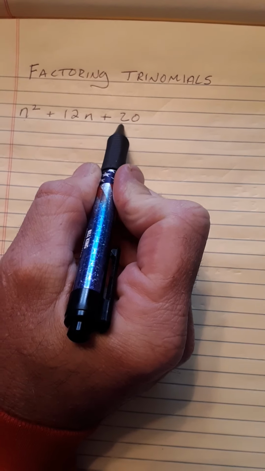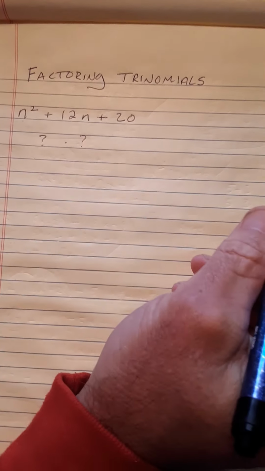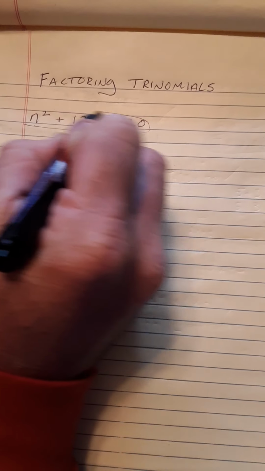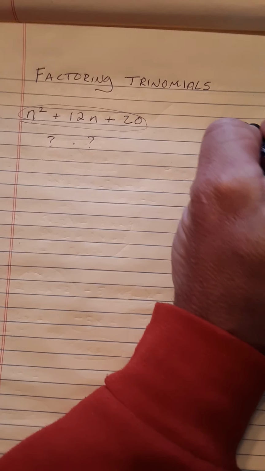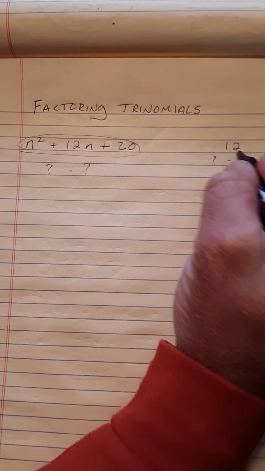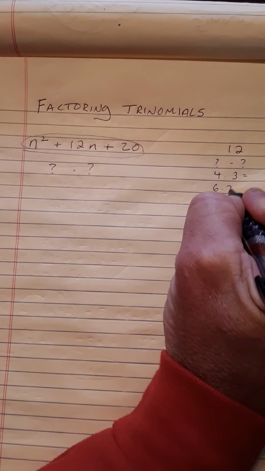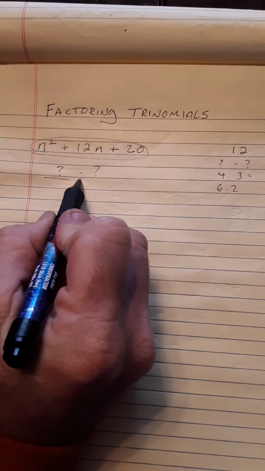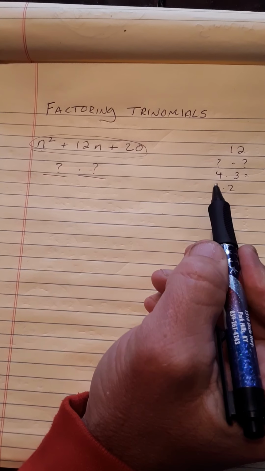So what we want to know is what times what would give you this trinomial, because that's what a factor is. For example, if you had 12, we know that if we ask the question, what times what gives you 12, it's going to be 4 times 3 equals 12, or 6 times 2 equals 12. So the question is, what times what gives you n squared plus 12n plus 20?